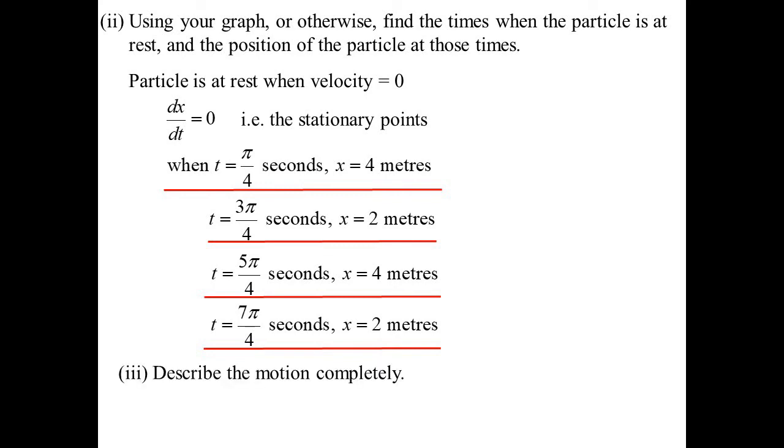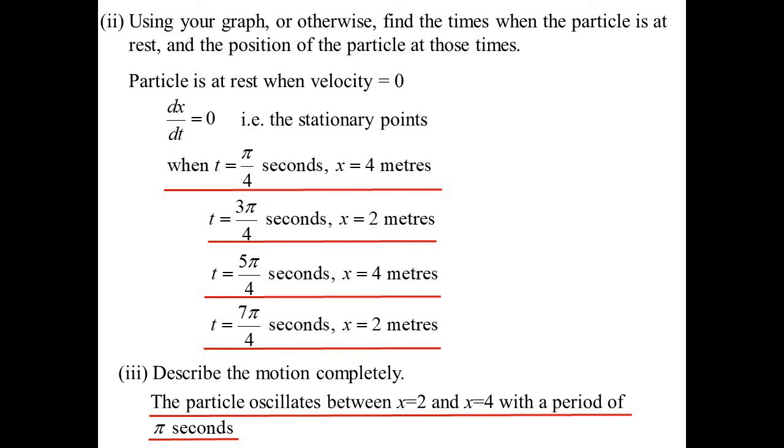And this is the bit you love. Describe the motion completely. This is where you get to be a little bit creative. What did I say? Did I use any big words? Oh, look at that one. Oscillates. That's a good one. So the particle oscillates between x equals 2 and x equals 4 with a period of pi seconds.